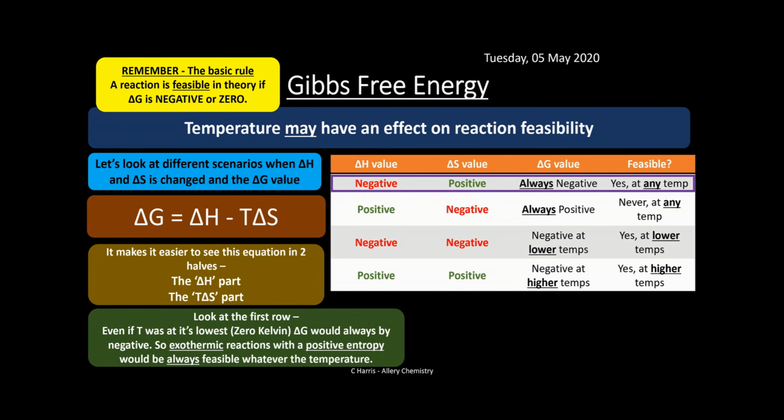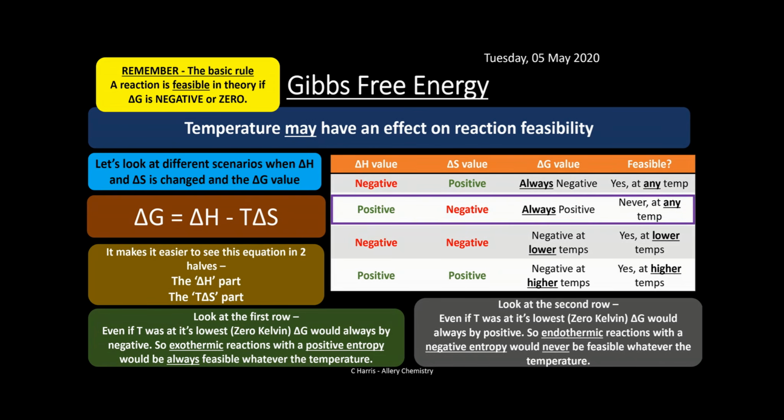Look at the first row. Even if T was at its lowest, which is 0 Kelvin, delta G would always be negative. So exothermic reactions with positive entropy would always be feasible, whatever the temperature. As soon as you see that delta H is negative, so it's an exothermic reaction, and it's entropically favorable, it will always be feasible at any temperature. Even if the temperature was 0, it would always be feasible. Okay, so that's the first bit.